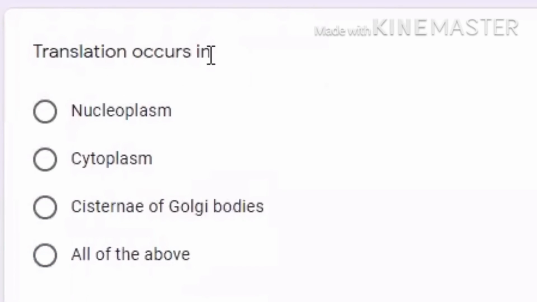Now next question: translation occurs where? Translation occurs in the nucleoplasm, or cytoplasm, or cisternae of Golgi, or in all areas? First of all, there is clear-cut compartmentalization. Transcription will occur in the nucleoplasm and translation will occur in the cytoplasm. Is it clear? So you have to select the cytoplasm, not the nucleoplasm. Then cisternae of Golgi: Golgi will not do translation. It will do only packing of the translated product. So your answer will be cytoplasm.